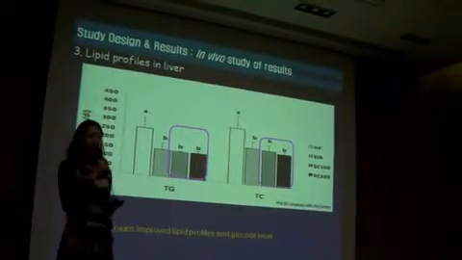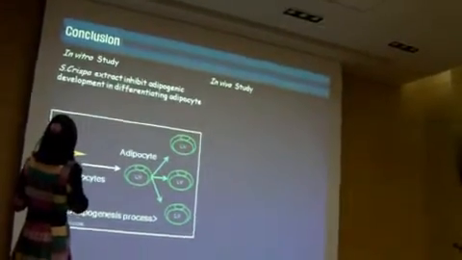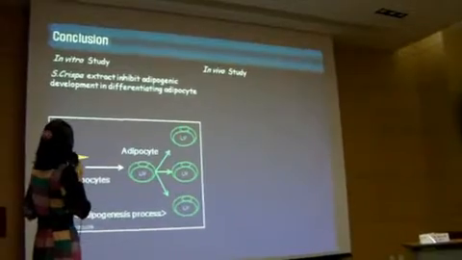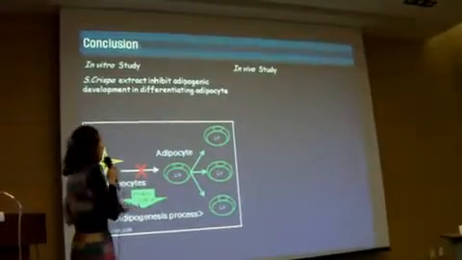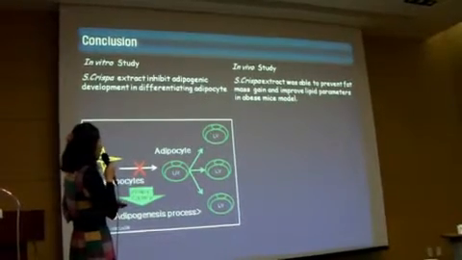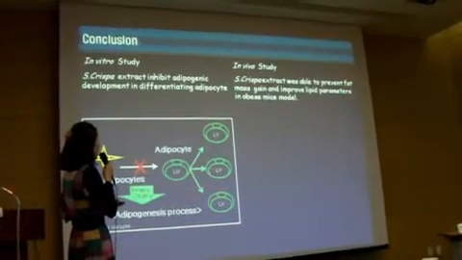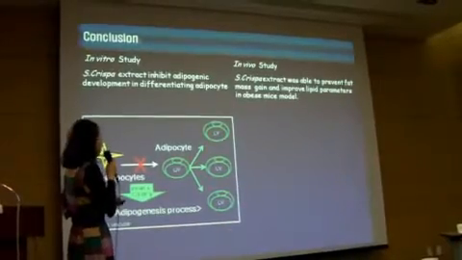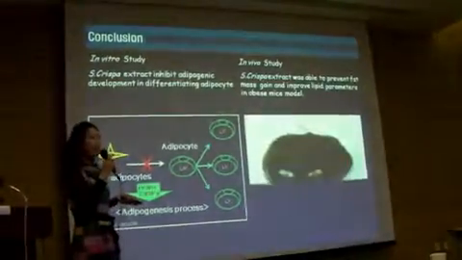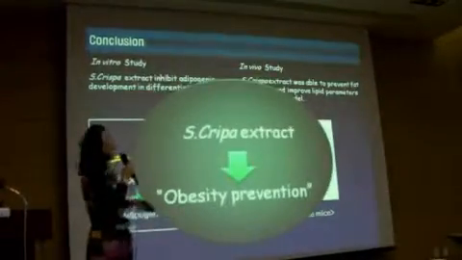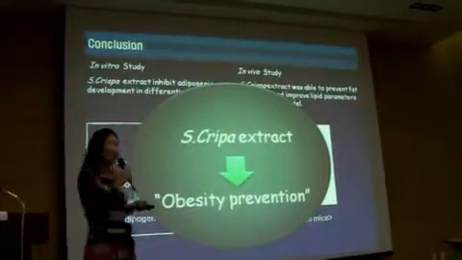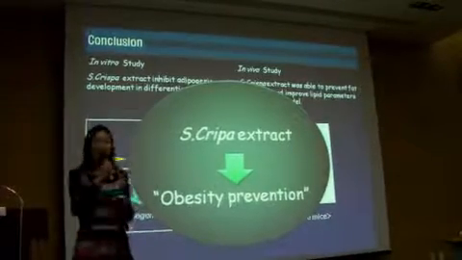Now I will end by summarizing the conclusion of my study. In conclusion, first, S-CRISPR extract inhibited adipogenic development in differentiating adipocytes, and secondly, S-CRISPR extract was able to prevent fat mass gain and improve lipid parameters in the obese mouse model. The key point of my study is that S-CRISPR extract possibly has a role in obesity prevention.